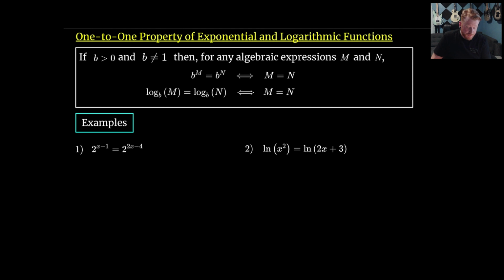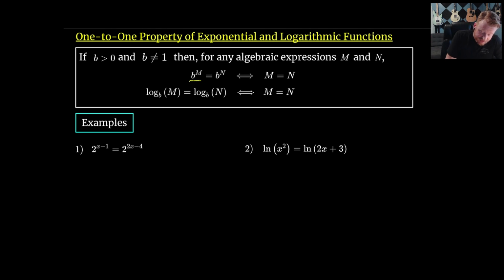All right, so the first thing we'll look at here is the one-to-one property of exponential and logarithmic functions. What that says is our normal conditions: b needs to be positive and it can't be equal to 1. Then for any algebraic expression m and n, so we could just view those as numbers, but they could be expressions like x plus 2 or x squared minus 5, or literally any algebraic expression you can think of, the following will be true. And hopefully this is an intuitive idea as well, and it's true because we have one-to-one functions here.